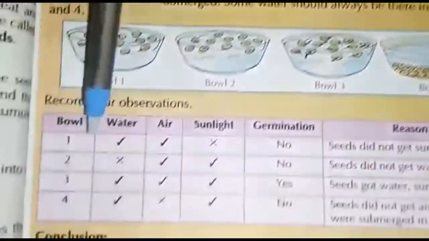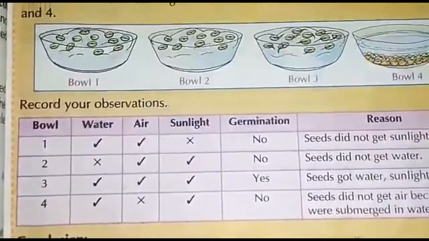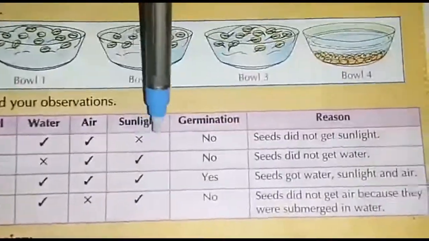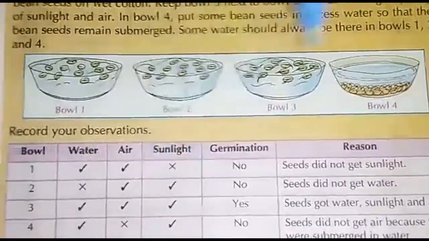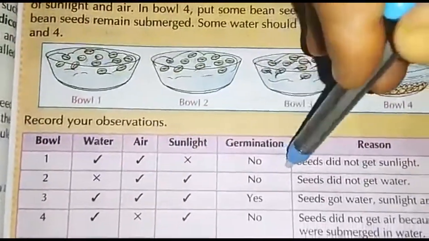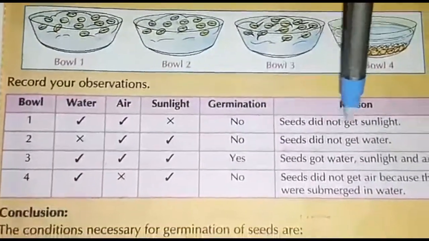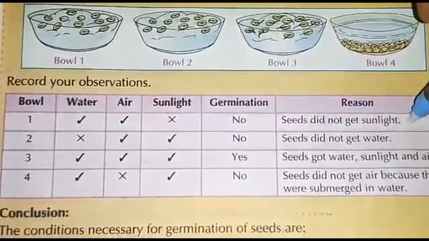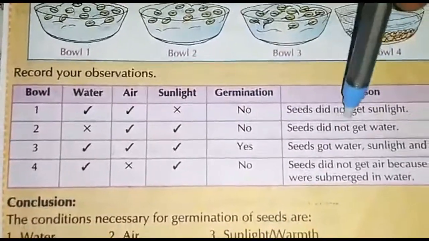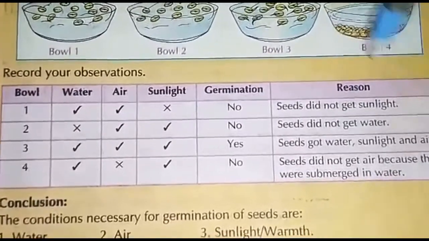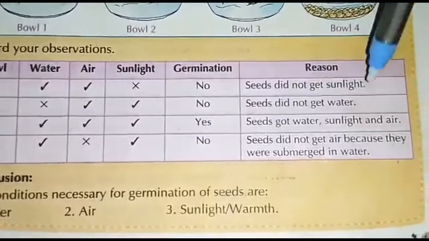So bowl 1. We gave water. Air is also there. That bowl is in the refrigerator, so it is not getting sunlight. Can it germinate? No. Why is it not germinating? Seeds did not get sunlight. Why? Because that bowl is in the refrigerator, so the seeds are not getting sunlight. To germinate the seeds, sunlight is very important.